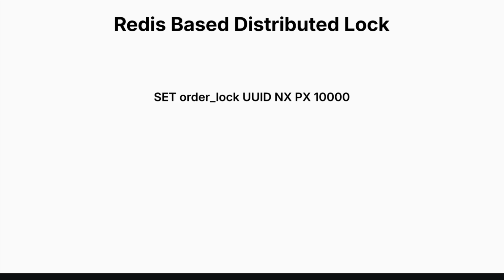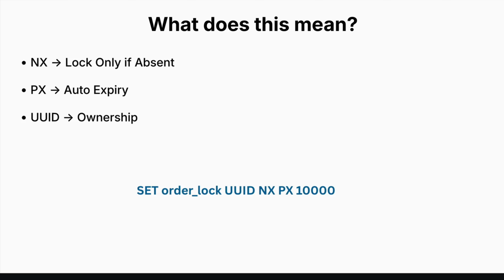Now let's break down this Redis command which you are seeing on the screen. This is the heart of the lock. NX means the key should be set only if it doesn't already exist. PX adds an expiry time, and the UUID uniquely identifies the lock owner.